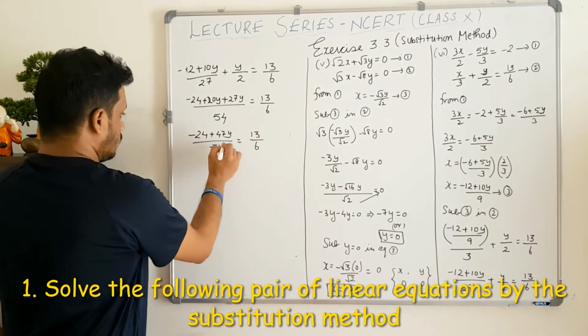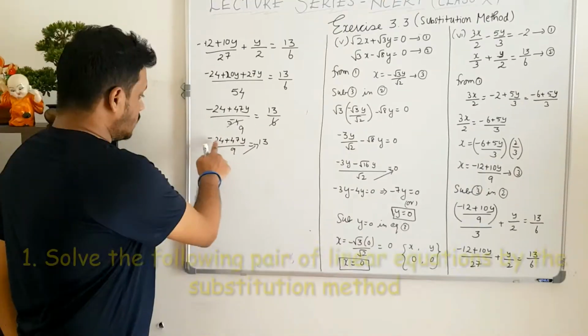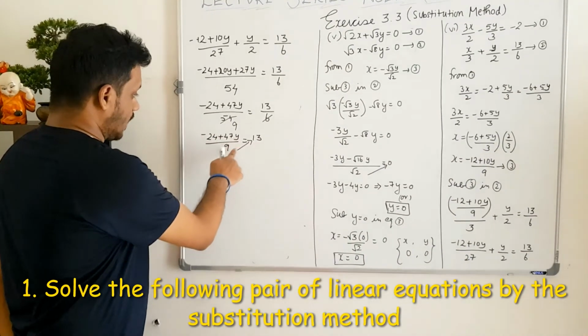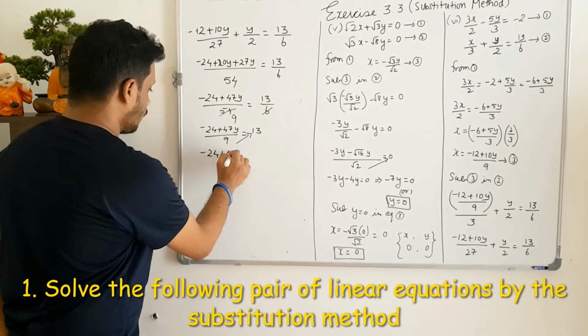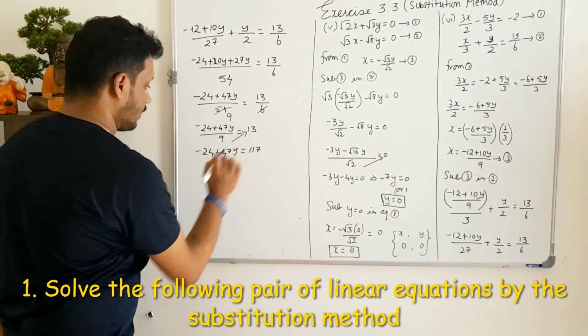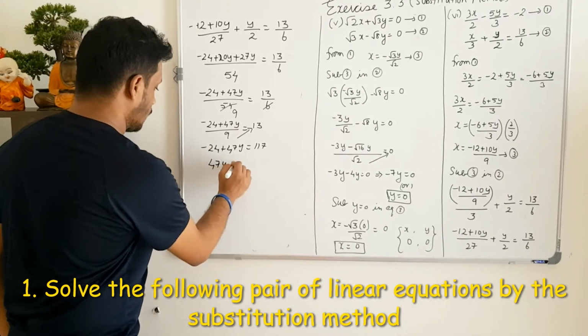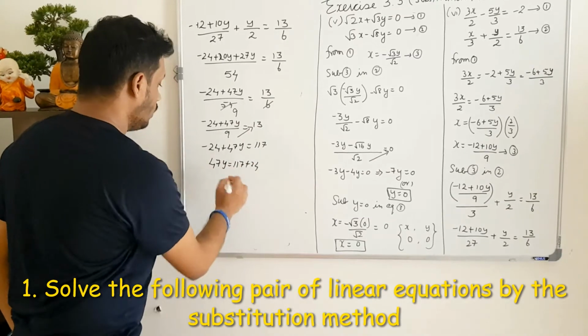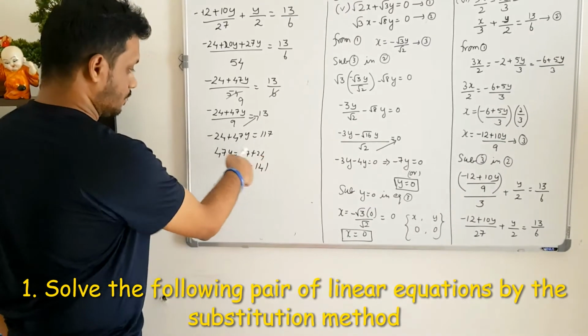So now I can cancel the 6 and 54, 9 times. So I'll be getting minus 24 plus 47y by 9 is equal to 13. When I cross multiply, I'll get minus 24 plus 47y is equal to 117. I'm taking this 24 to the other side. So I have 47y is equal to 117 plus 24. So this becomes 47y is equal to 141 when you add this.